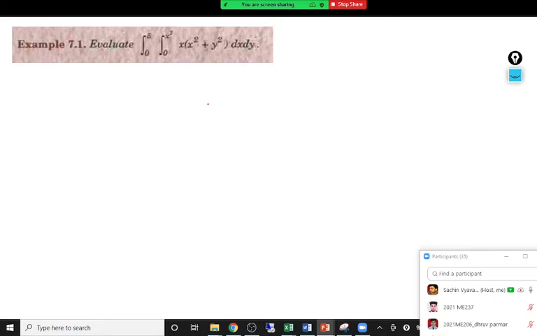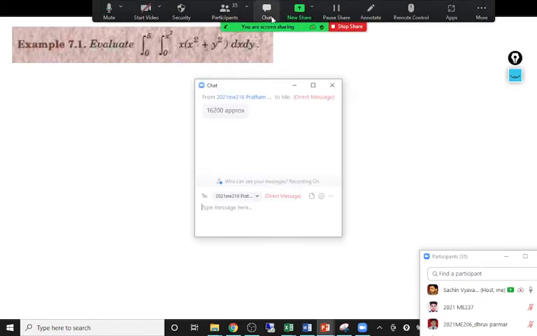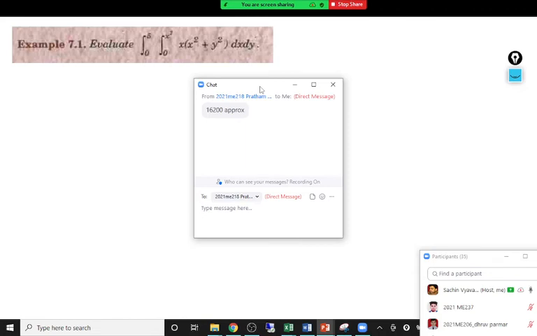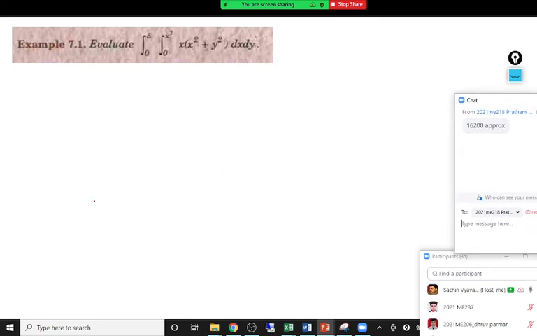Okay, so let me write it here. Yes, someone is on the chat. 16200 is not correct, Pratham. Is the answer in terms of fractions or do we have to write it in decimals? Both are correct. In the exam, you can write your answer either as a fraction or in decimal. The choice is yours. Both are considered correct, but your answer should be in simplified form.